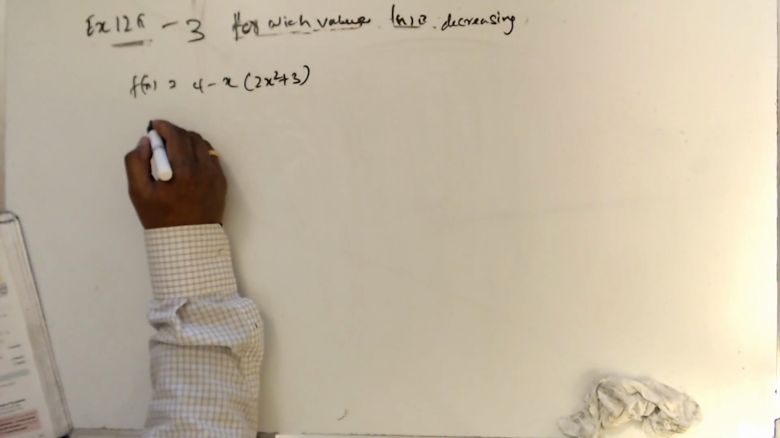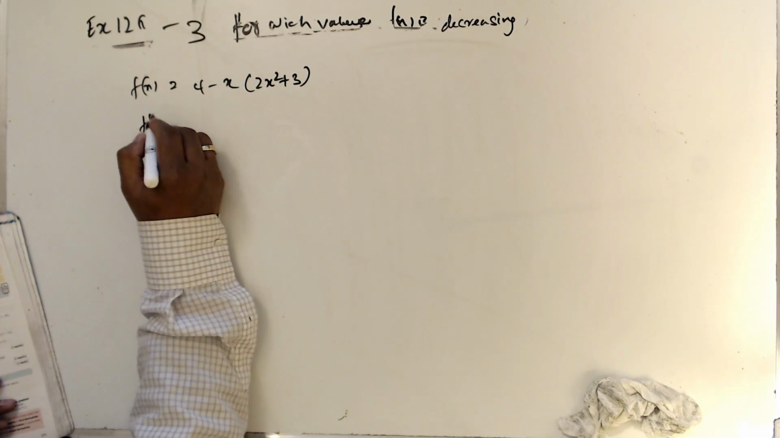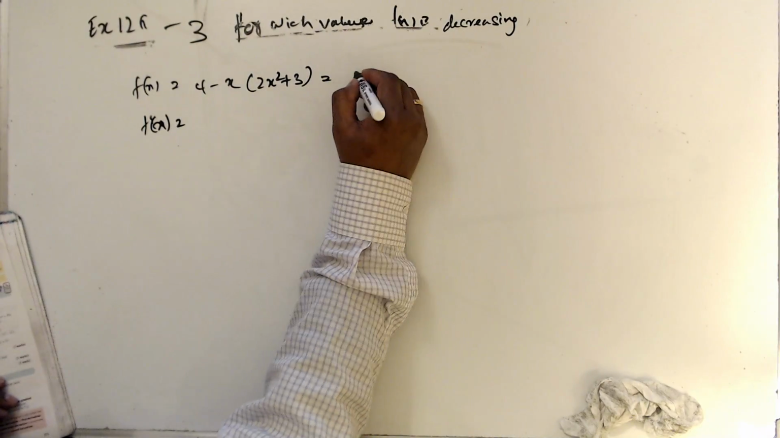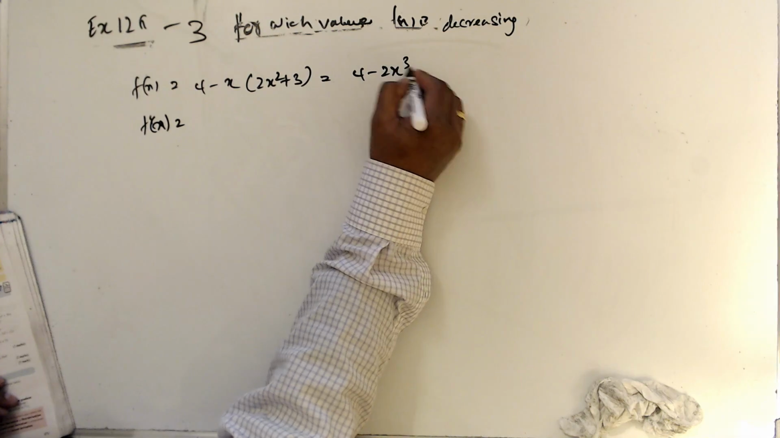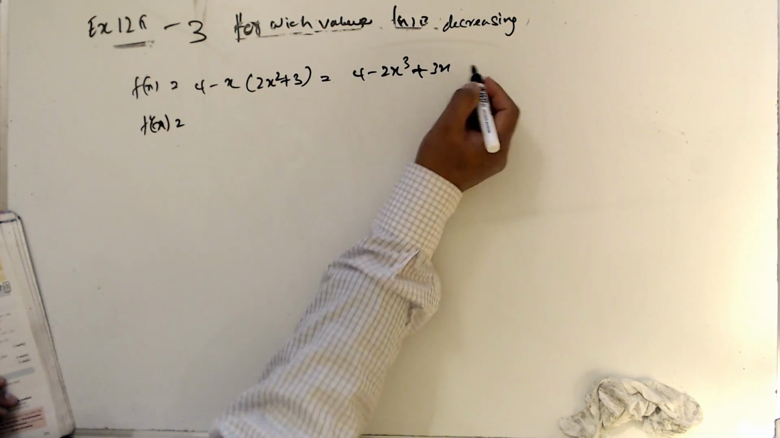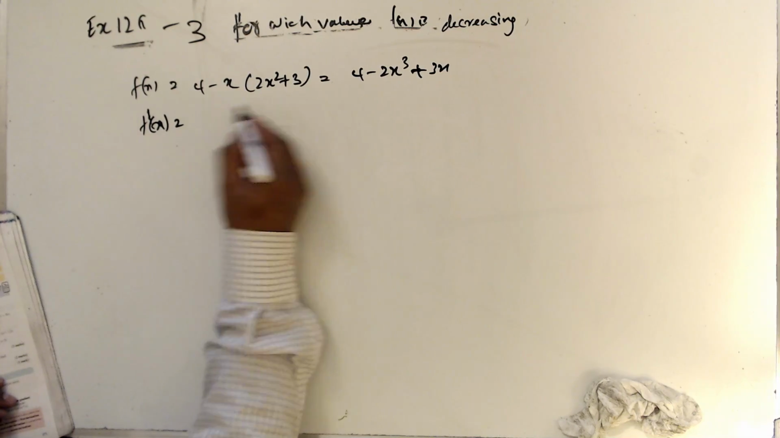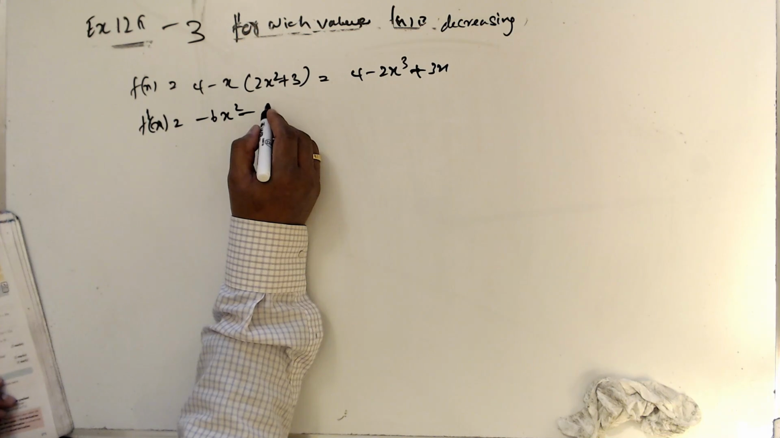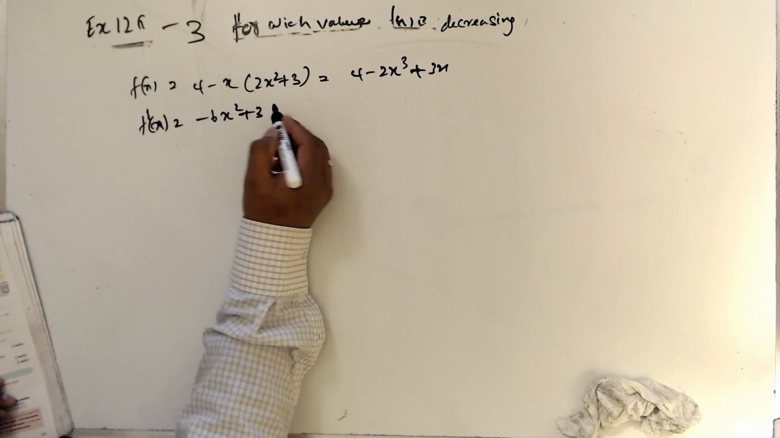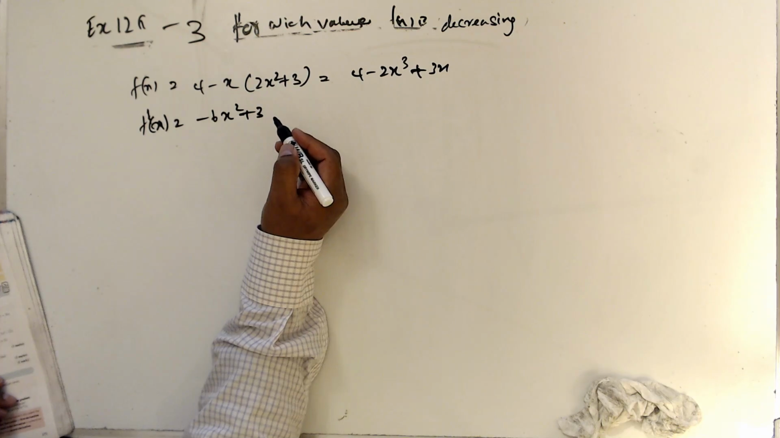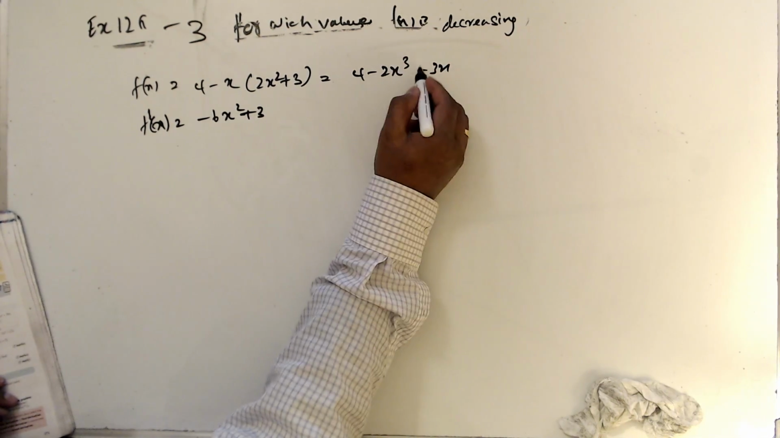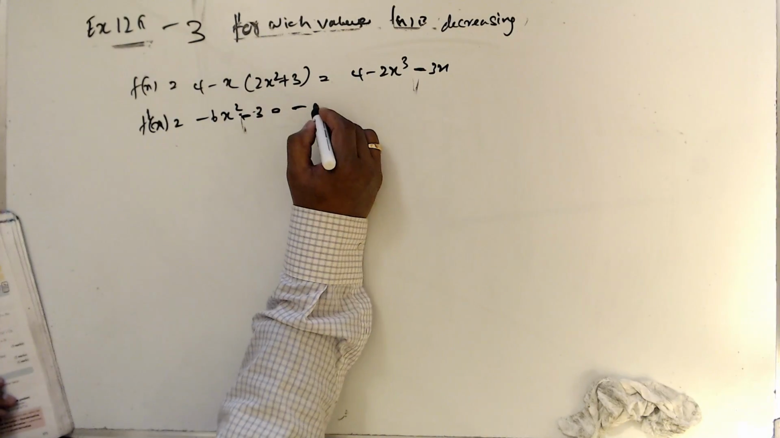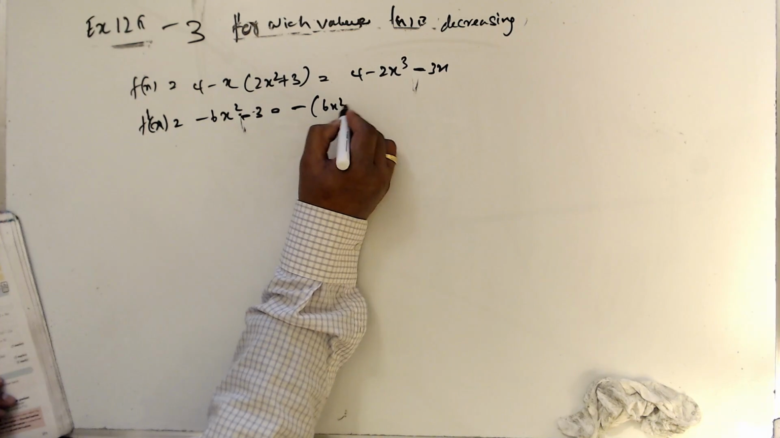This is question number 3. We'll take f of x, still simplifying: 4 minus 2x cube plus 3x. When I take f dash x, this is 0, this is minus 6x square, this is going to be plus 3. Sorry, this is minus 3x, so this is minus 3. So this is going to be minus 6x square minus 3.